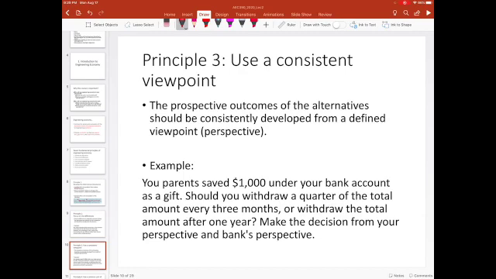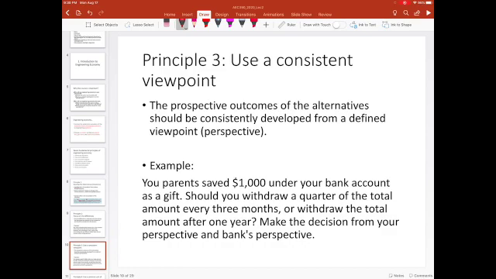And the principle 3, you want to use a consistent viewpoint. So the prospective outcomes of the alternatives should be consistently developed from a defined viewpoint or perspective, which means whenever you're analyzing the problem, you are looking at the cost, the benefit, you want to look at it from the same perspective. Let's just look at this example.